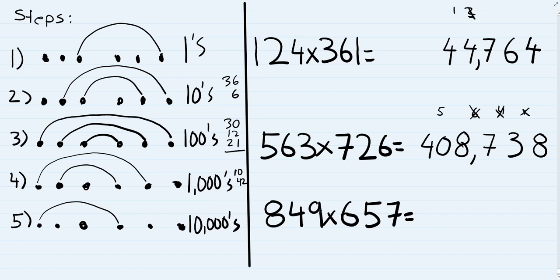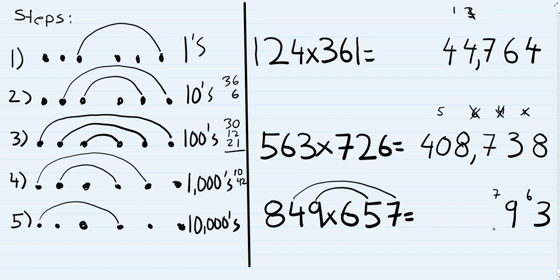So 9 times 7 is 63. So I'm going to write down 3 and then carry the 6, okay? Great, so I have 2 partial products now, 4 times 7, and then contrary motion, 9 times 5. So I have 28 and 45. So 28 plus 45 is 73. 73 plus 6 is 79. So I'm going to write down 9, carry the 7. Okay, you don't have to cross it out if you write organized.